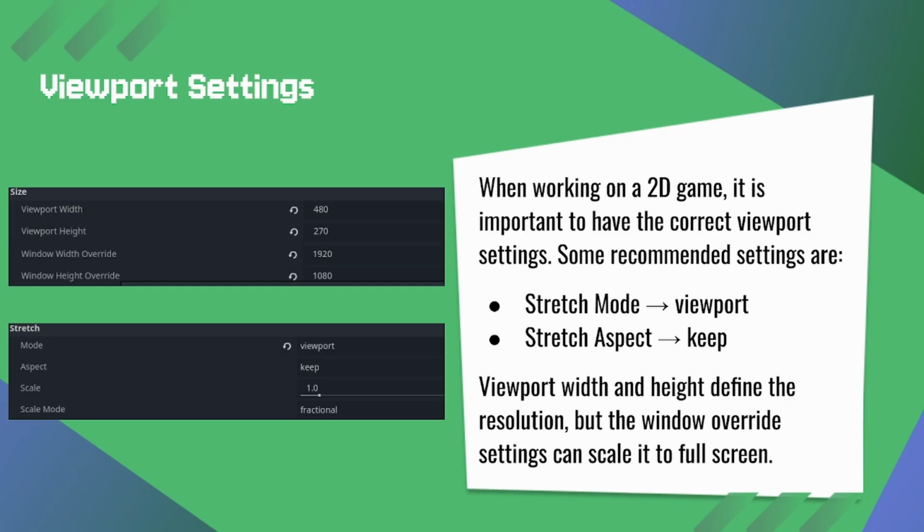And then you also can set your viewport width and height. Godot has 2 separate viewport widths and heights. The actual one is just viewport width and height. If you're working on a pixel game, you want to make this pretty small so your pixels render correctly. But by using the window width override, you can take this small game and blow it up to be the full screen. This is mostly important for 2D pixel games, but it's important to know.